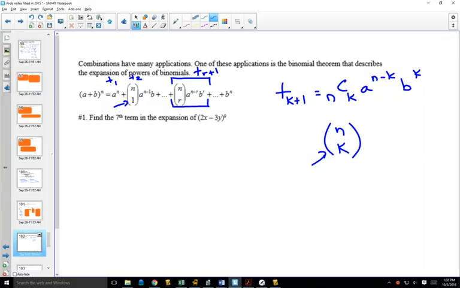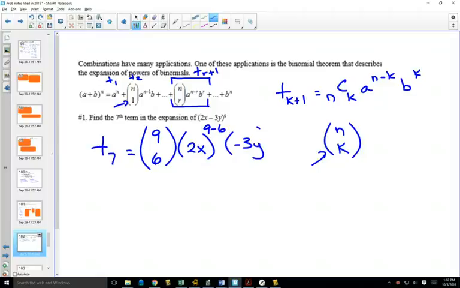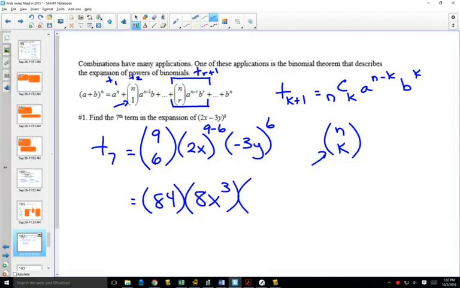So if you were trying to find term 7, well, it would be 9 choose 6. Your a is 2 to the x to the 9 minus 6. Your b is negative 3 to y to the 6. And you would go with your calculator just like you've done before. So we go 9 choose 6. Find out that that's 84. 2 to the power 3 is 8, x cubed. 3 to the power 6, 729, and it will be positive y to the 6.